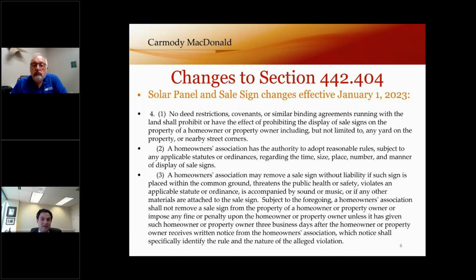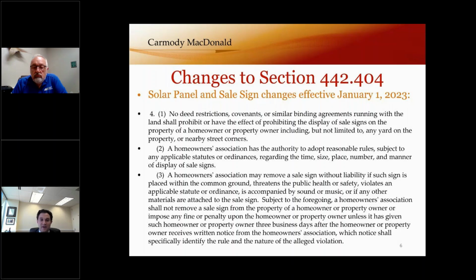And it does say, again, that subject to this, the association shall not remove a sale sign from the property of a homeowner or property owner or impose a fine or penalty unless it has given the owner 3 business days notice from the association. So you can have fines or penalties, and you can remove signs that are not proper per the statute if you provide the proper notice as required here. So again, like the others, we recommend that you take steps to put a clear rule in place so owners know now, but also when the statute soon becomes effective, what their options are with regard to sale signs in their community.